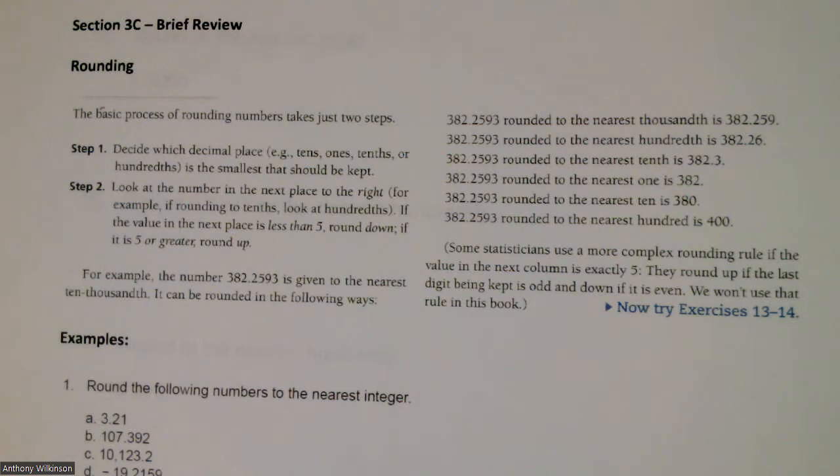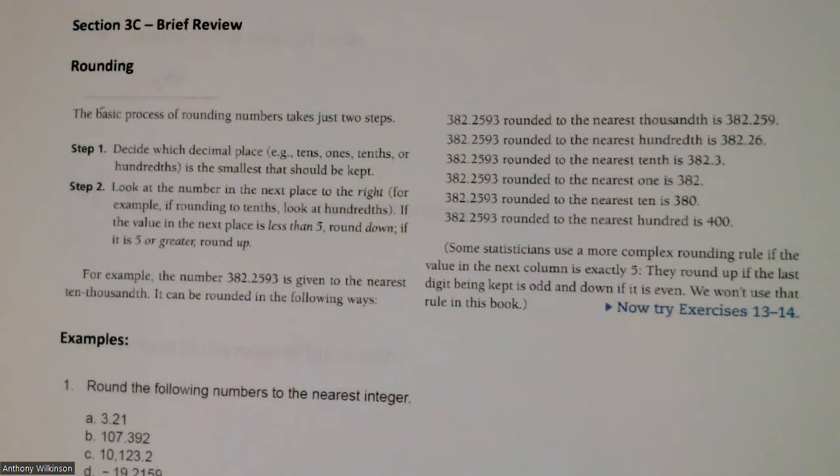If the value in the next place is less than 5, we round down. In other words, that value that we're rounding to remains the same. However, if it's 5 or greater, we round up. In other words, we increase that number that we're rounding to by 1.